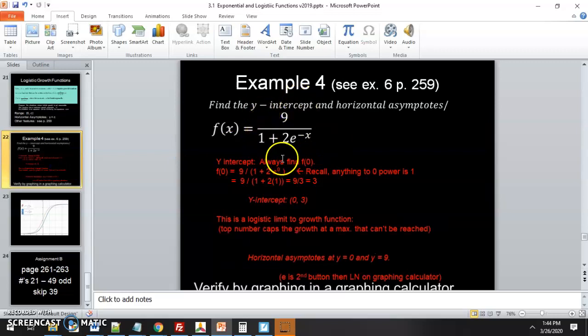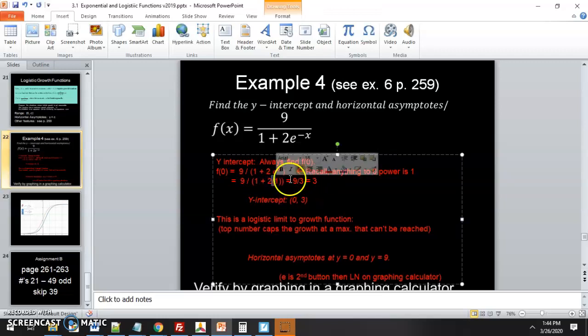Okay, so here's an example. It says find the y-intercept and horizontal asymptotes. For the y-intercept, you're just plugging in 0, the initial value, for x. Then you solve the function. e to the power 0 is 1, so you want to make sure to then simplify the denominator. So you have 1 plus 2 times 1. Follow the order of operations: you do the multiplication, then you add 1, and you get 3. So you have 9 divided by 3 is 3. There's your y-intercept, (0, 3).